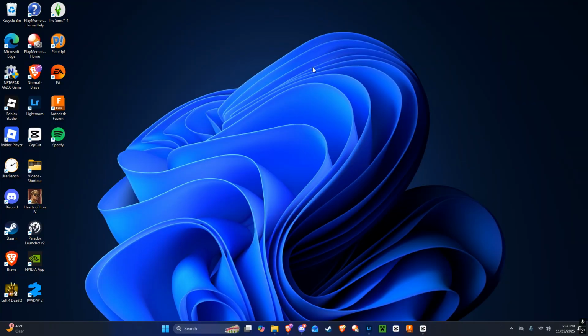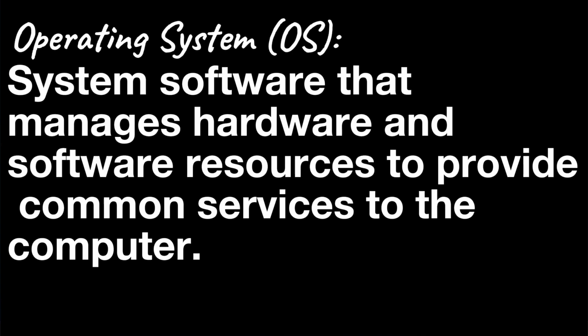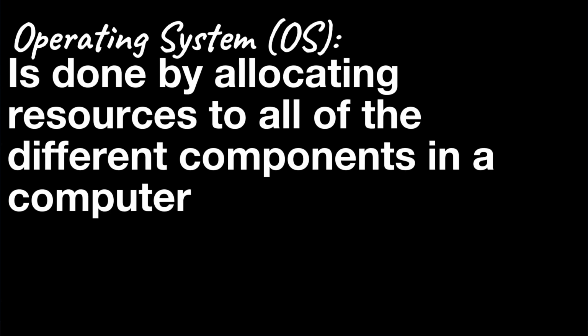As we can see here, we have our operating system loaded up. It is also known as an OS, and basically what an OS is, it is system software that manages our computer hardware and other software resources in order to provide common services for computer programs. And it does so by allocating resources to all of the different components in a computer, meaning our hardware and also certain software and firmware, which we will get to later on.